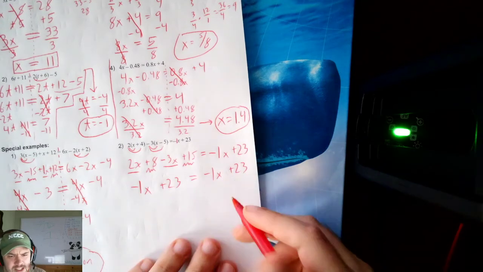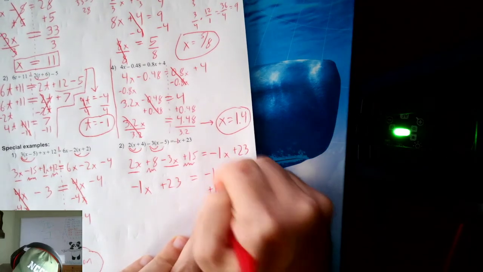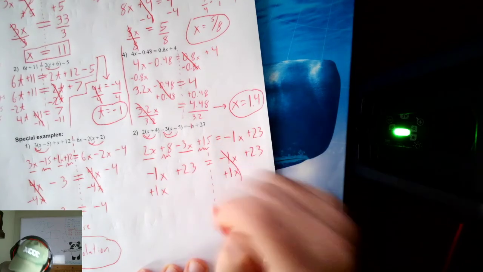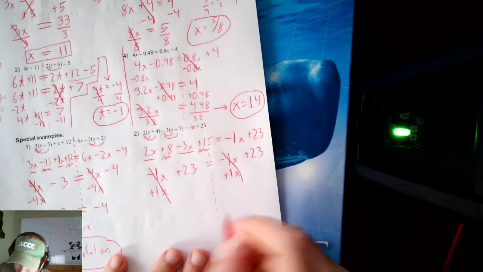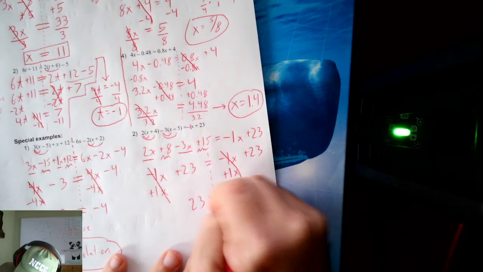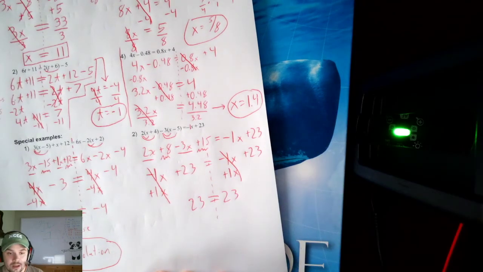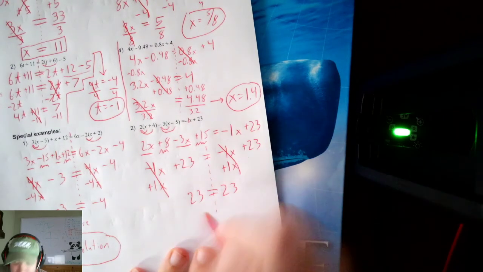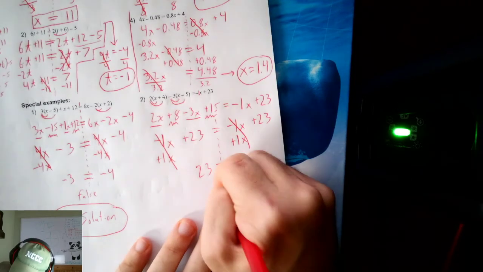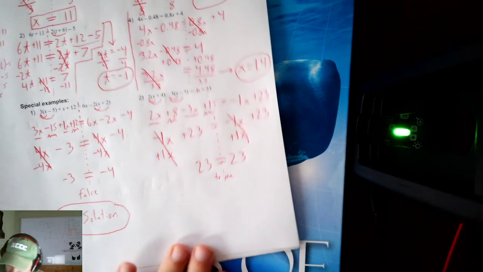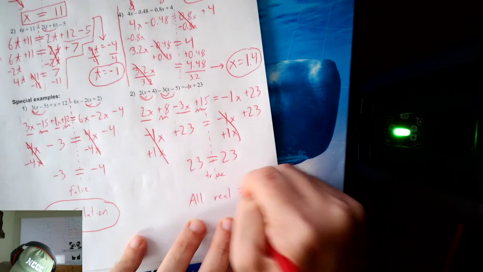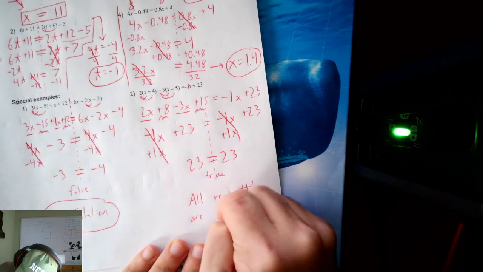So if I try and move stuff around, let's see, I want to add 1x to cancel this out. Well, I'm going to have to add 1x on this side, right? If I did it to the right side, I got to do it to the left. So that'll cancel that out, and it leaves me with 23 equals 23. Once again, the variable disappeared, didn't it? But now, is 23 equal to 23? That's true, right? What this means is all real numbers are solutions.